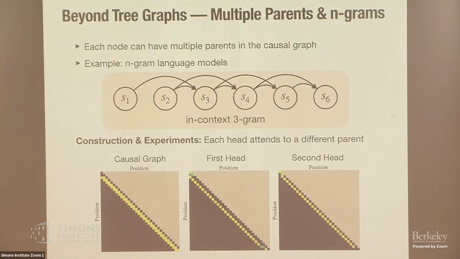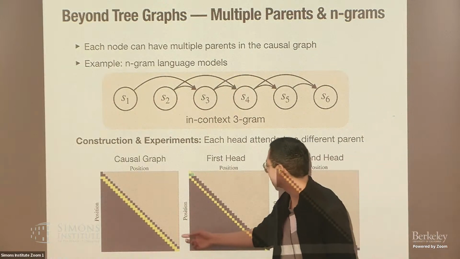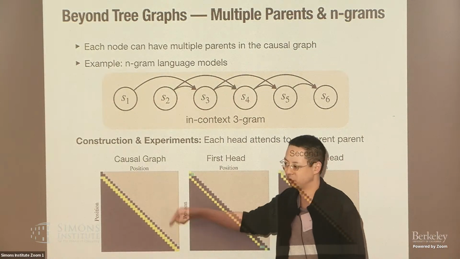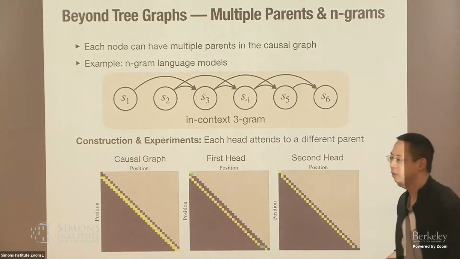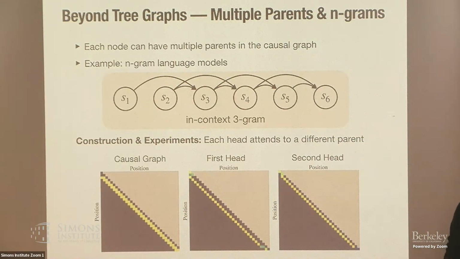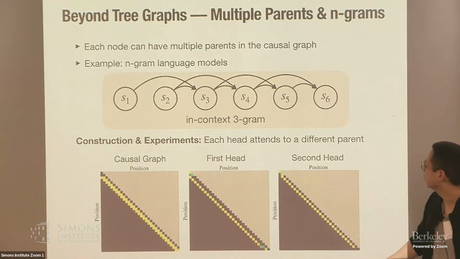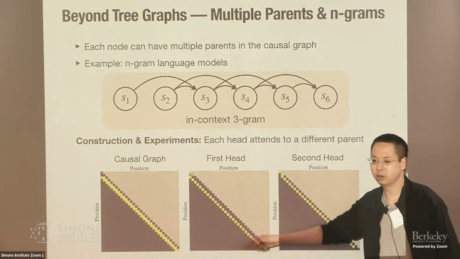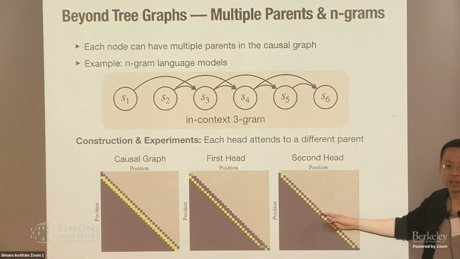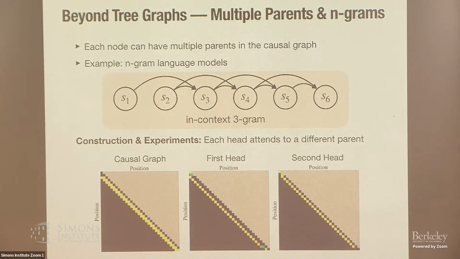So this is a 3-gram. It depends on the one before it and the one 2 before it. And if you train a 2-layer attention-only transformer, you'll find that the first head attends to the one 2 before it. The second head attends to the one 1 before it. And you can show quite easily this computes the maximum likelihood. It just counts the ones based on the causal graph again. And there's also a similar thing using depth.